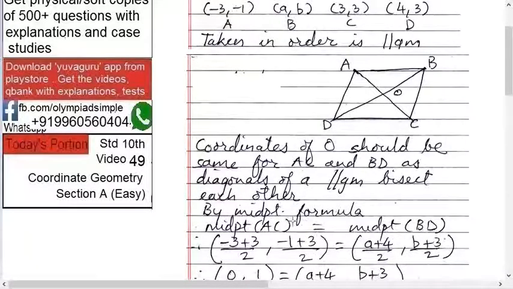So by the midpoint formula, the midpoint for AC is (X1 plus X2 upon 2, Y1 plus Y2 upon 2). So take it for A and C: (minus 3 plus 3 upon 2, minus 1 plus 3 upon 2), right? This A, this C. So that is the midpoint of AC. But what is that given? That should be equal to the midpoint of BD.